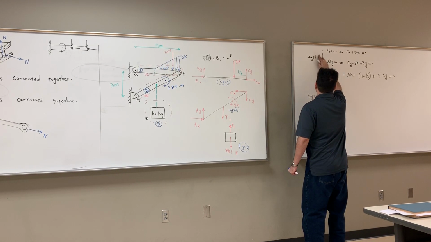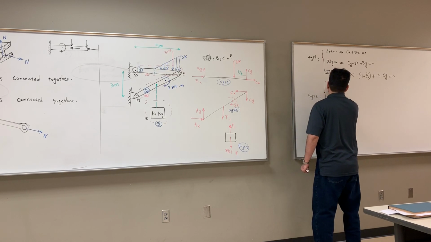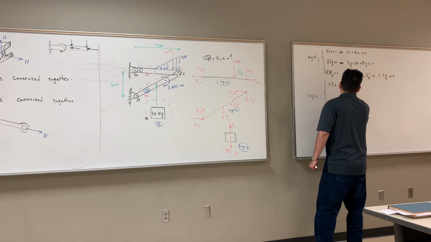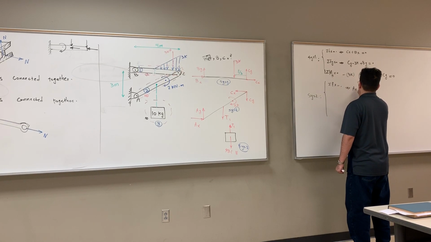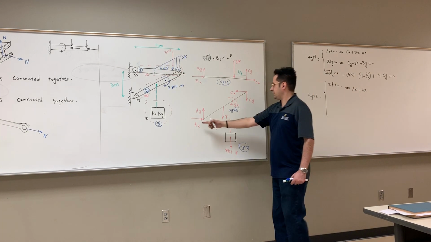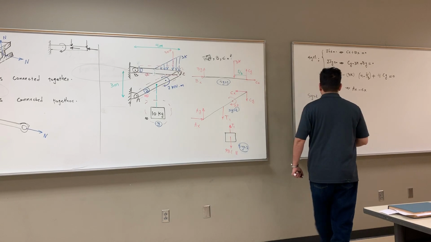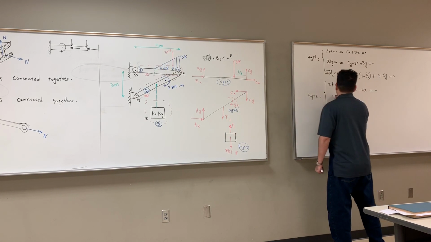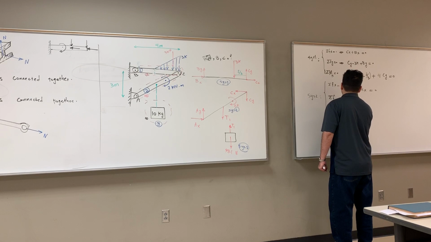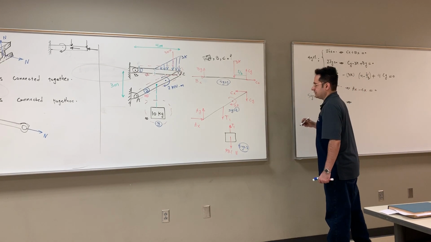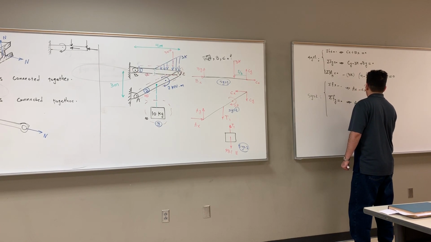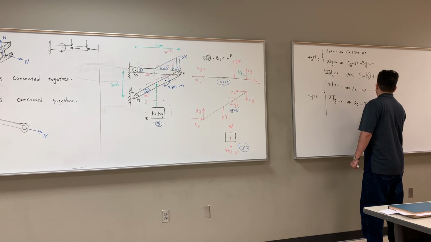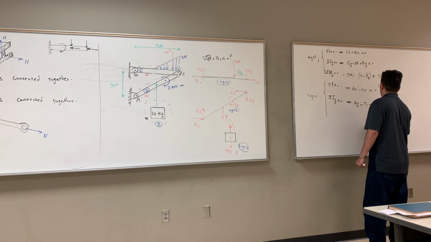System 2, summation of force in x is 0, equal to Ax plus negative Cx. So from here, Ax minus Cx is equal to 0. Summation of force in y is 0. And this gives me Ay, negative T1, negative Cy equal to 0.